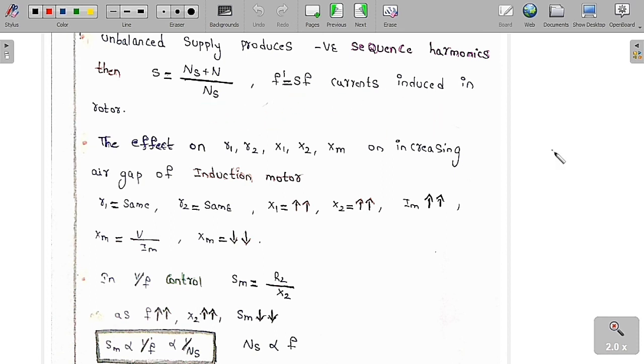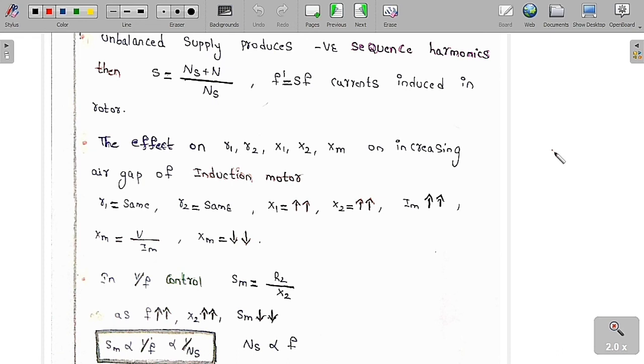I've already told you, unbalanced supply means we can go for the positive sequence, negative sequence and zero sequence. Negative sequence components are always in the opposite direction. So therefore, NS and NR are now in opposite directions because of this negative sequence. So the relative speed is NS plus NR, and slip is equal to (NS plus NR) by NS.